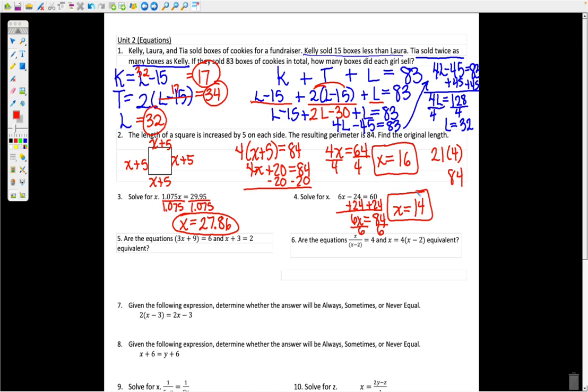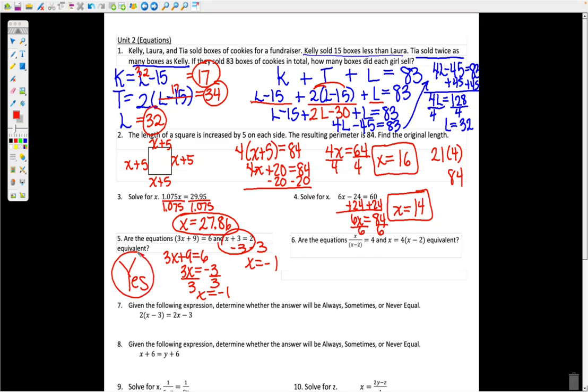So if I were looking at 3x plus 9 equals 6, then I would have 3x equals -3. And when I divide, I get -1. This right here will give me the same thing when I subtract 3. So are these equivalent? That's a yes.